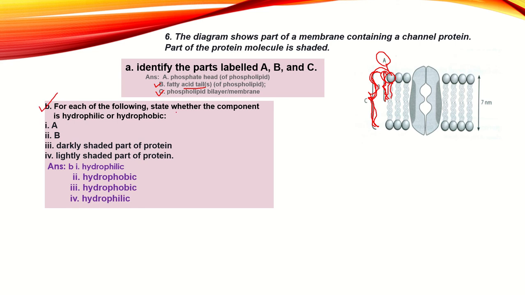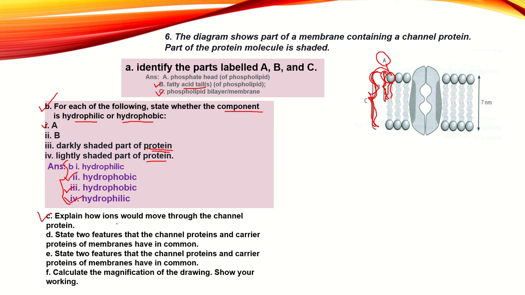Question B: for each of the following, state whether the component is hydrophilic or hydrophobic. Here is a component, is it hydrophobic or hydrophilic? So this part is hydrophilic, and B is hydrophobic. The dark shaded area of the protein is hydrophobic, and the light shaded is hydrophilic. I will go into details about that and come back to this answer again.